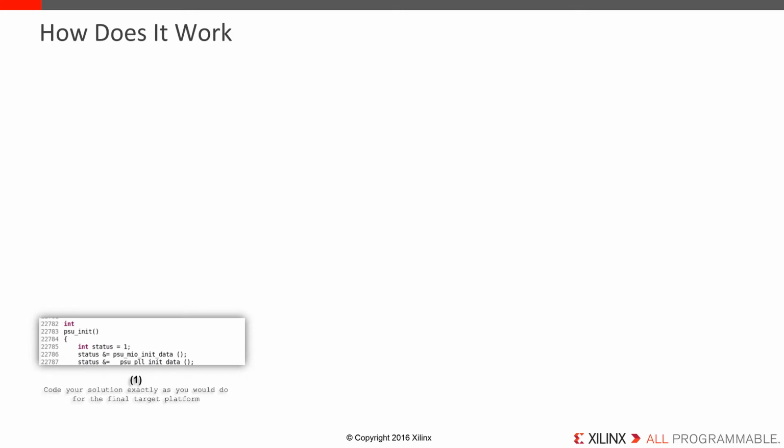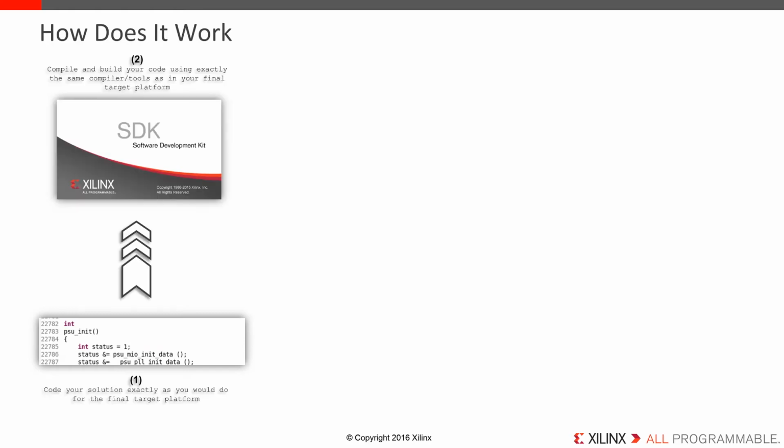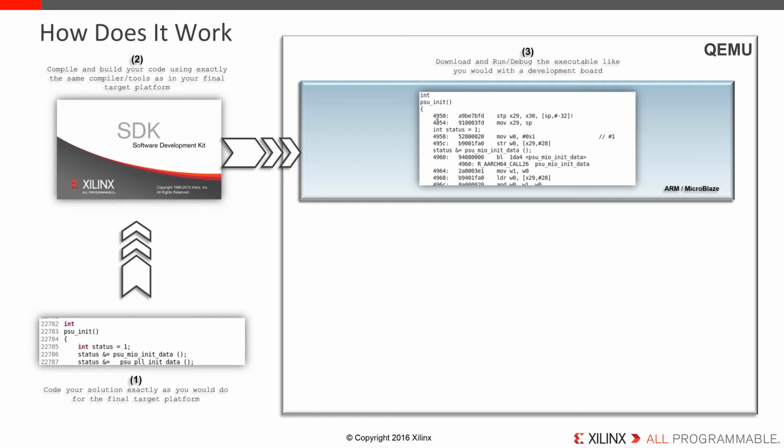You code your solution exactly as you would on your final target platform, just like the code fragments shown here. To produce your binary executable, you compile and build your code using exactly the same compiler, linker, and libraries as you would on your final target platform. Once you have your binary executable, you download it, run it, and debug it like you would on your final target platform. Let's assume, for the purpose of this example, your binary executable runs on the ARM A53 core, which supports the ARM v8 instruction set.